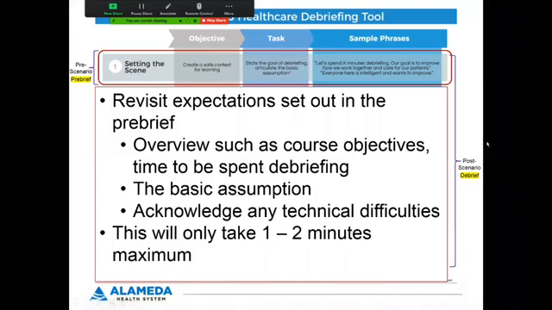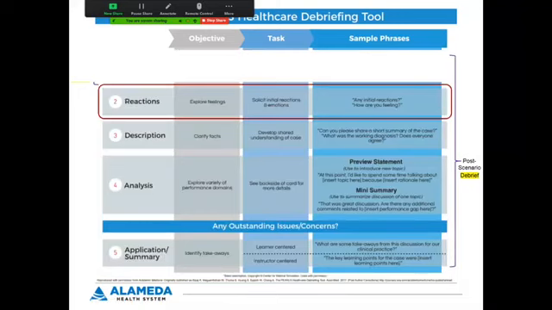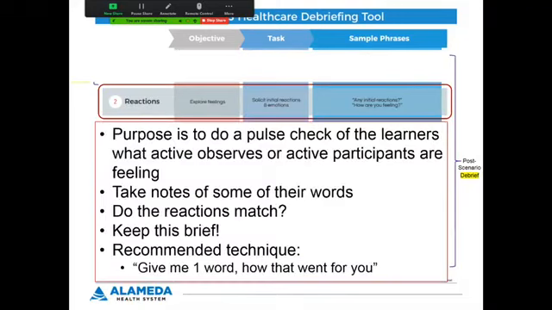Alrighty, so the next phase that we're going to focus on is really our reactions phase. Once again, this is going to be quite a short time, but this is super critical. The purpose of the reactions phase is to do a pulse check of your learners, to get a sense of what they're feeling.